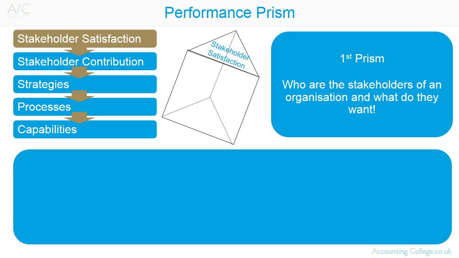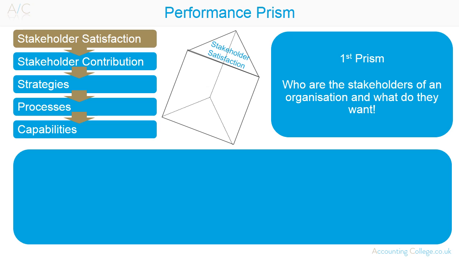Stakeholder satisfaction, which is the ultimate goal of the organization and therefore the top of the prism, starts with stakeholders and not strategies. The first facet of the prism focuses on who the stakeholders of the organization are and what they want. The theory here is that not keeping key stakeholders happy will affect the future profits of an organization.